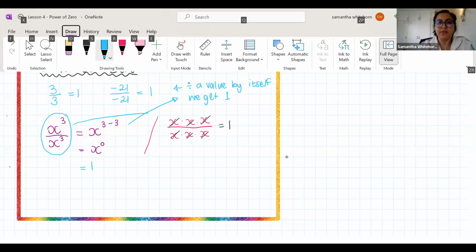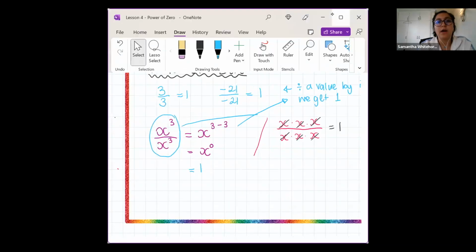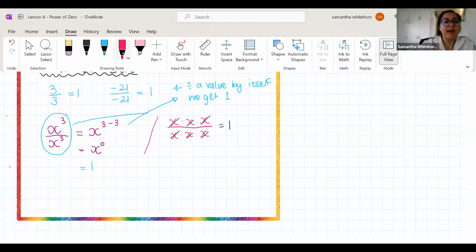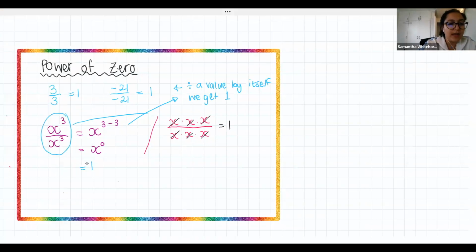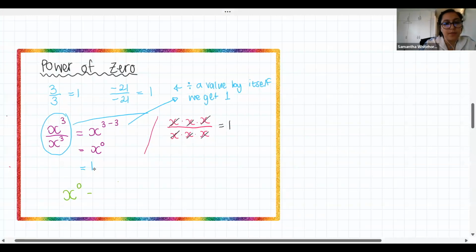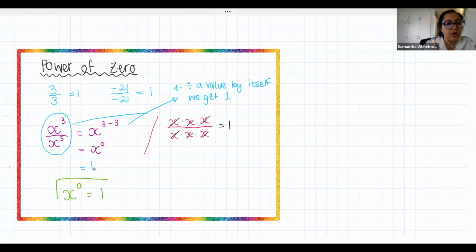And so what our power of 0 says to us is that whenever we have, let's pick another color here that's a bit different, whenever we have a base to the power of 0, we have got a value of 1. So that is our rule that we need to know. Any base to the power of 0 is 1.